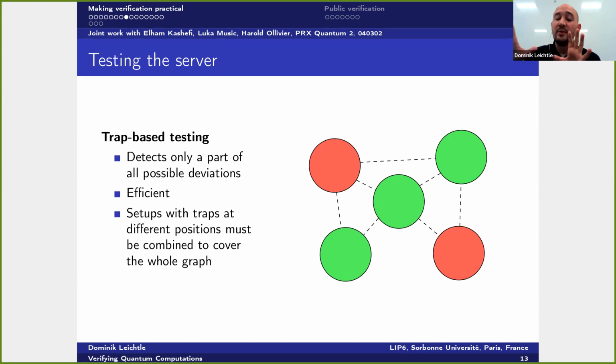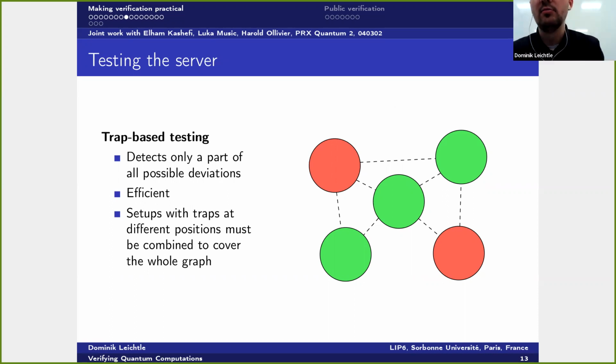And if we now go ahead and cover the whole graph with traps in different tests, such that every qubit is a trap in at least one of these different tests that we're performing, then one can show that this does detect any kind of deviation that could hurt the output of our computation.